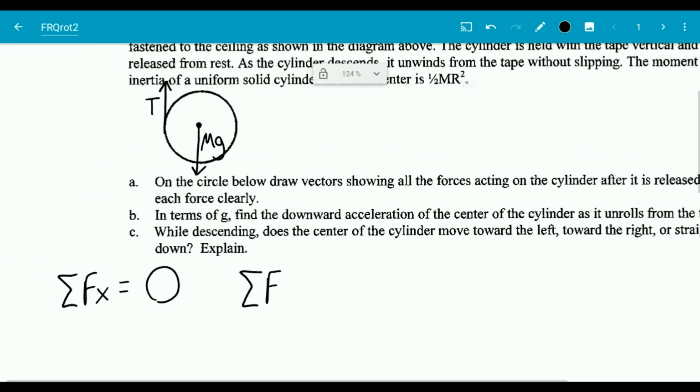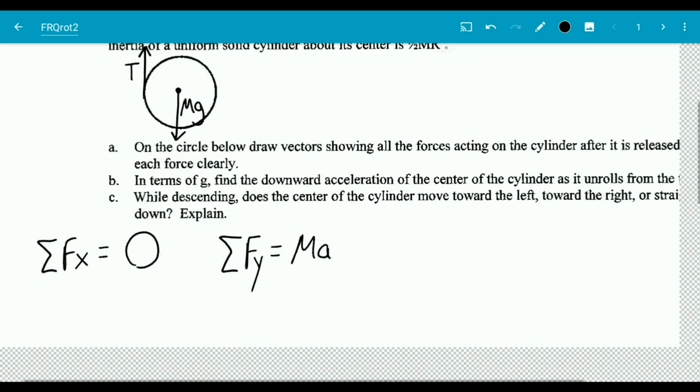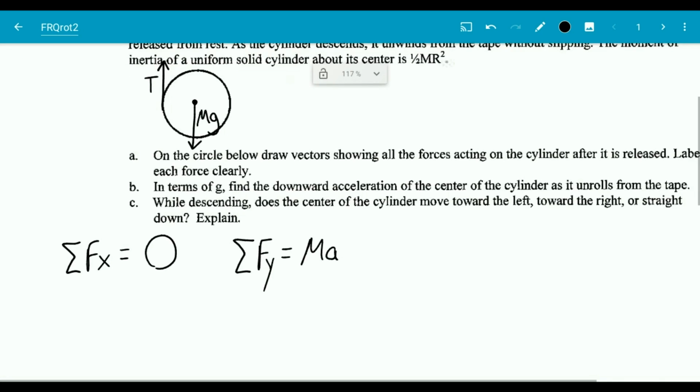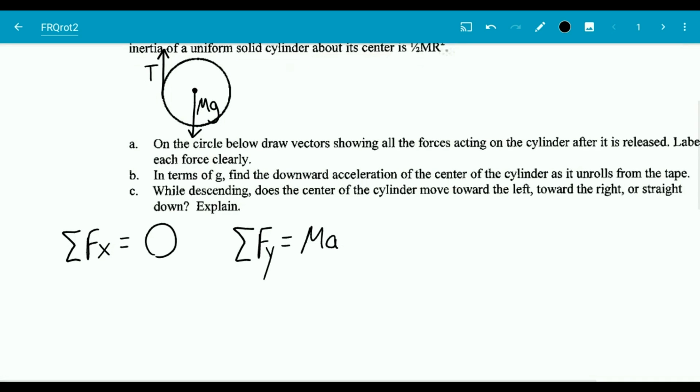Now, if we want to find our forces in the y direction, we're going to look at our free body diagram above. And that's going to be equal to ma, mass times acceleration. And so if we look at that image above, if we sum our forces and if we call the downward direction positive, so we have mg positive minus T is going to be equal to ma.